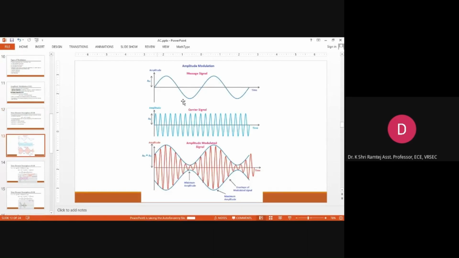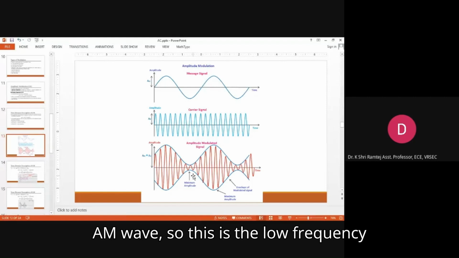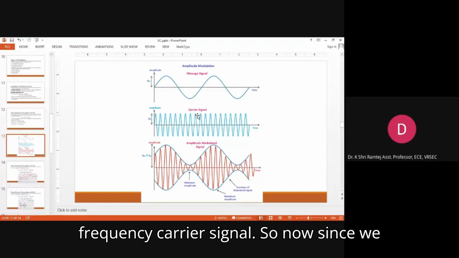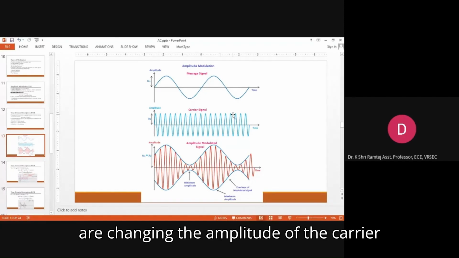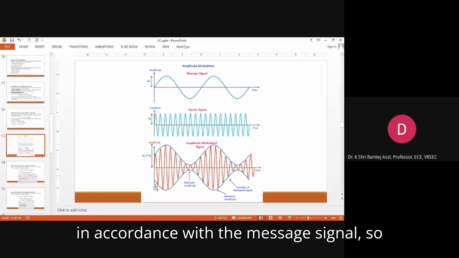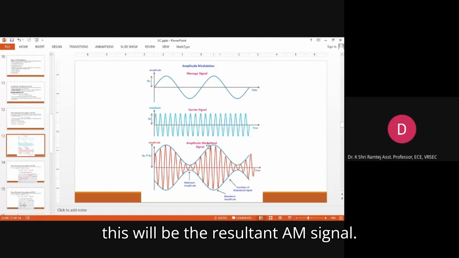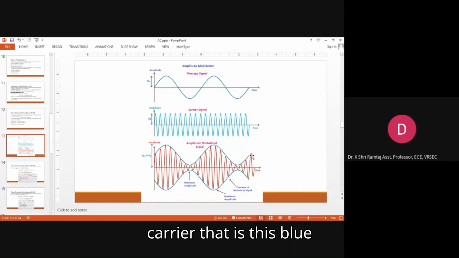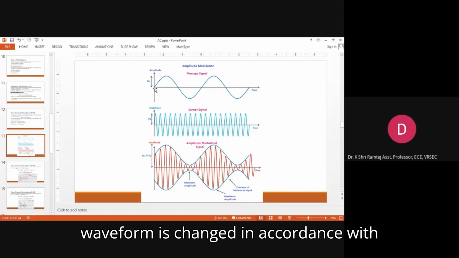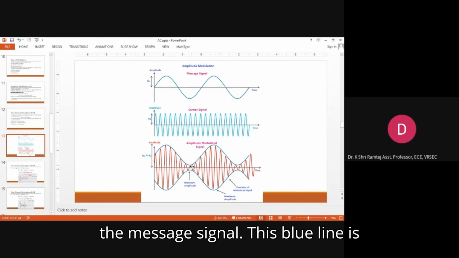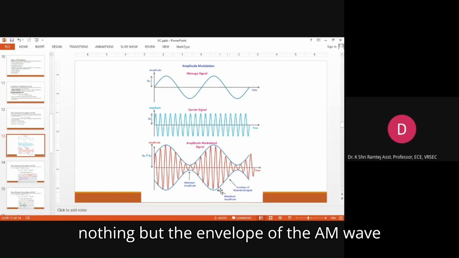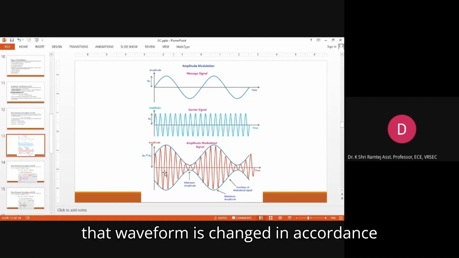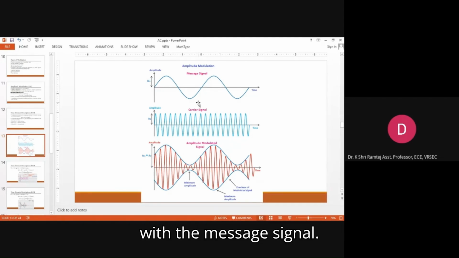So if we see the basic AM wave, this is the low frequency message signal, and this is a high frequency carrier signal. Now, since we are changing the amplitude of the carrier in accordance with the message signal, this will be the resultant AM signal. Here we can see the amplitude of the carrier, that is this blue waveform, is changed in accordance with the message signal. This blue line is nothing but the envelope of the AM wave, and this red part represents the carrier signal. So the amplitude of this carrier red waveform is changed in accordance with the message signal.